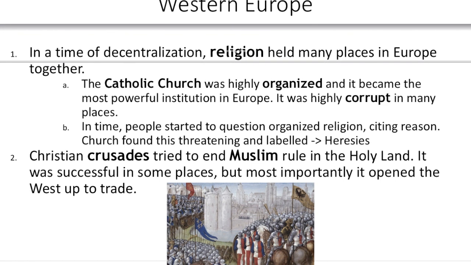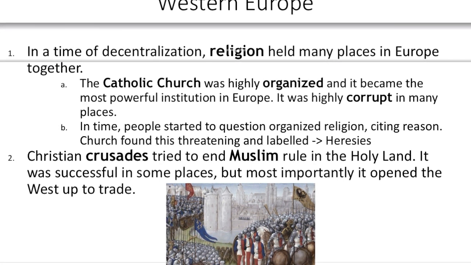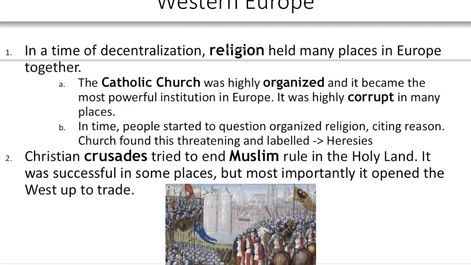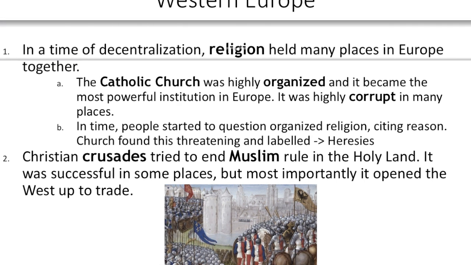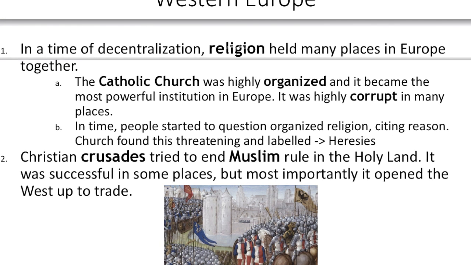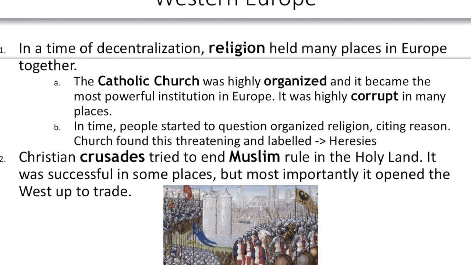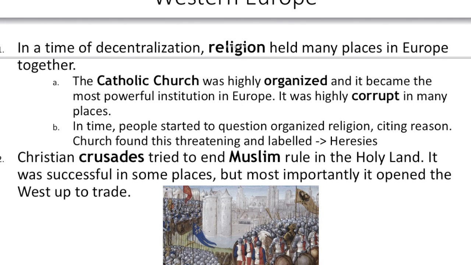The Christian Crusades tried to end Muslim rule in the Holy Land. It was successful in some places, but also unsuccessful in others. But most importantly, it opened up the West to trade and contact with Islamic ideas and advancements in both mathematics and science that Islamic societies had made.